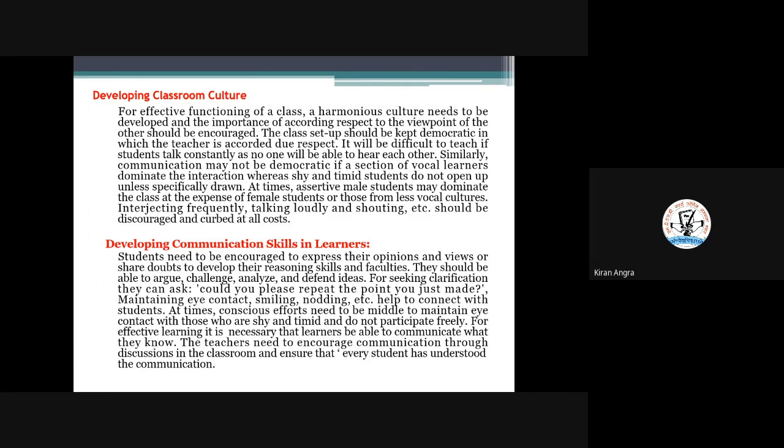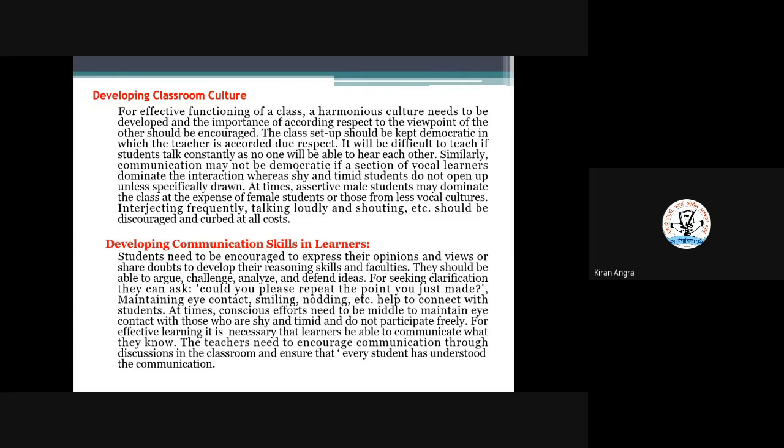Although you may go to a private, public, government or society school, it does not matter. Effective functioning of a class should have a harmonious culture, and they should respect the viewpoint of each other. The class culture should be democratic, in which the teacher is accorded due respect, and anyone who wants to give their views, the others should hear them out.